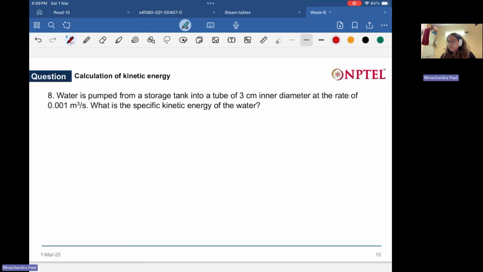So this is another question that we have. Here we are going to calculate kinetic energy. Water is pumped from a storage tank into a tube of 3 centimeter inner diameter at the rate of 0.001 meter cube per second. What is the specific kinetic energy of water? We will derive this answer in the units of joule per kg.